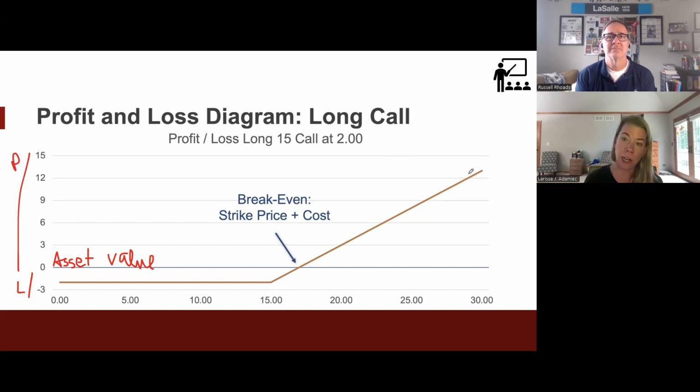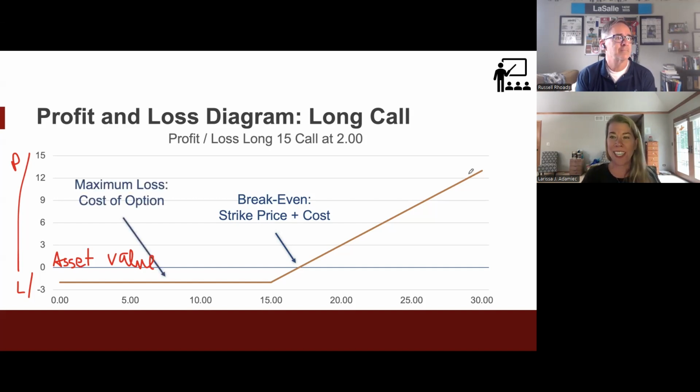So our break-even point is not the strike price. It is the strike price plus the cost that we paid for the option, which in this case is $2. That cost is associated with what's called extrinsic or time value. As the option gets closer and closer to maturity, that cost is going to shrink. But that's our break even: the strike price plus the cost. In this case, it'll be $17.